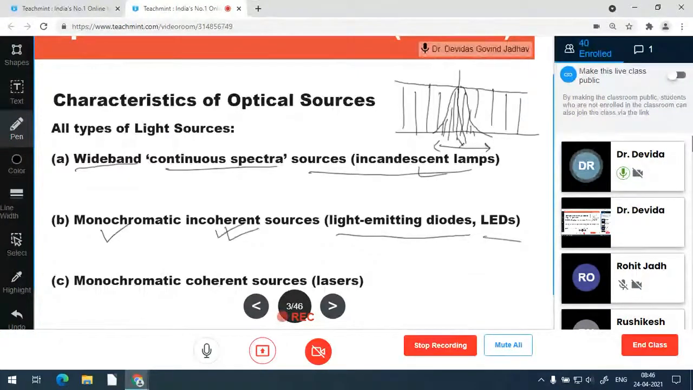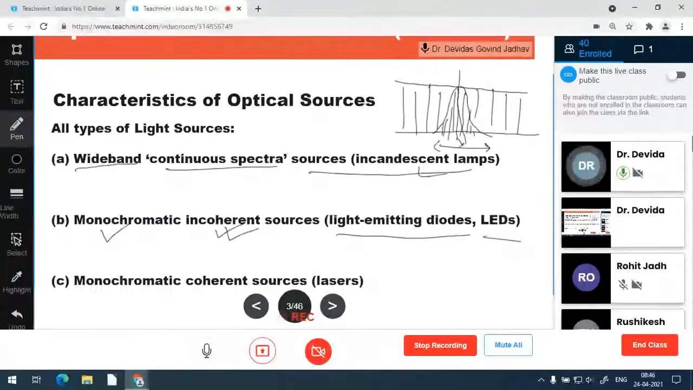Incoherent. Monochromatic means single color, one wavelength. But what is incoherent? So, coherent and incoherent sources. When an LED junction emits the photons, these photons are not in phase, not in a single direction. So not in phase means incoherent.